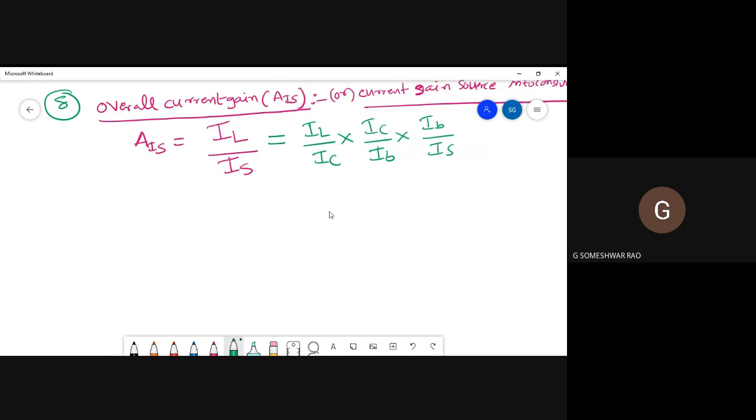అవుట్పుట్ ఎండ్ కేసీఎల్ అప్లై చేయాలి. చూడండి, ఇది కలెక్టర్ టెర్మినల్. ఈ కలెక్టర్ టెర్మినల్ నుంచి మనకి ఆర్సీ ఉంది, కలెక్టర్ రెసిస్టర్. ఇది ఆర్సీ అవుతుంది, ఇది ఆర్ఎల్. ఈ రెండింటి కాంబినేషన్ ఆర్ఎల్ డాష్. It's not RL dash, it is RL. ఈ రెండు కాంబినేషన్ ఆర్ఎల్ డాష్. ఇది ఐఎల్. ఓకేనా? అవుట్పుట్ ఎండ్ దగ్గర మాట్లాడుతున్నాను నేను.